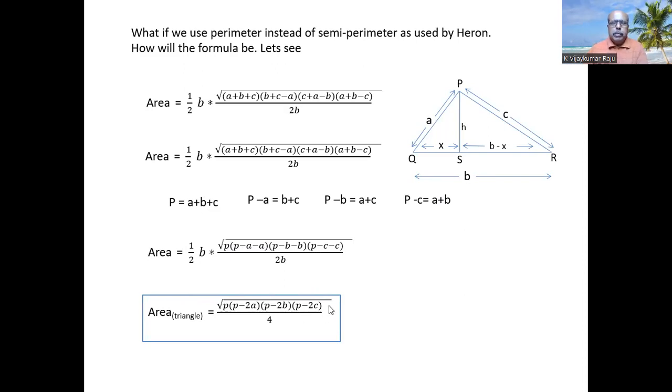So if you take perimeter instead of using semi-perimeter, you will have a denominator with 4. That means you have to find all this and divide by 4. So finding the root and then dividing could be more difficult. That's why we prefer to use semi-perimeter, not the perimeter of the triangle. So learn to think on it.